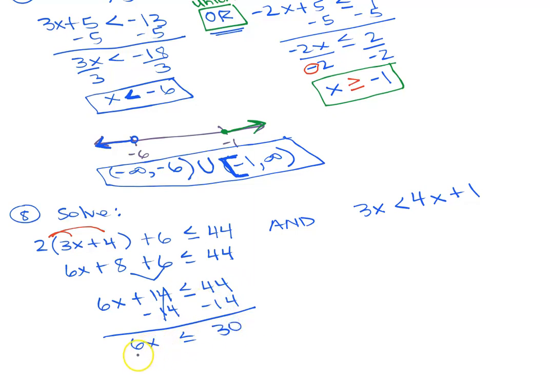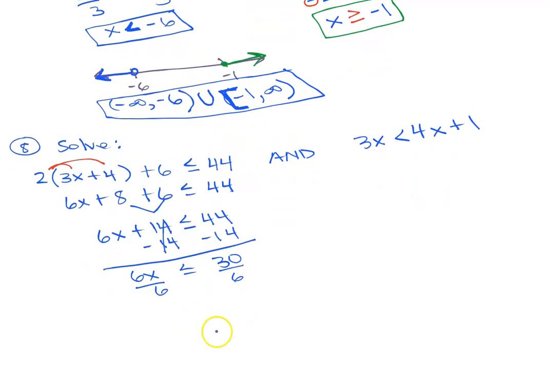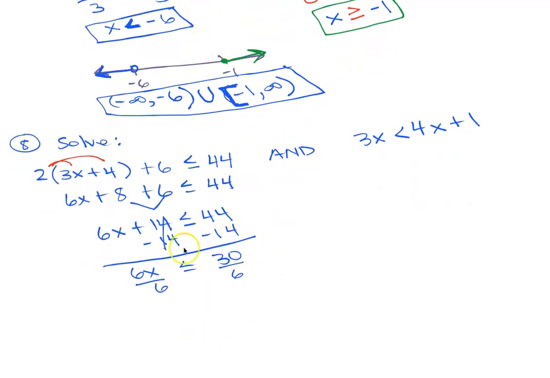And then we need to divide both sides by 6. And when I do that, these 6's divide out, leaving just x, which is what I want. x is less than or equal to 30 divided by 6, which is 5. Okay, so there's one of them that I need, right? And then I'll have this and statement that I'm looking for here.